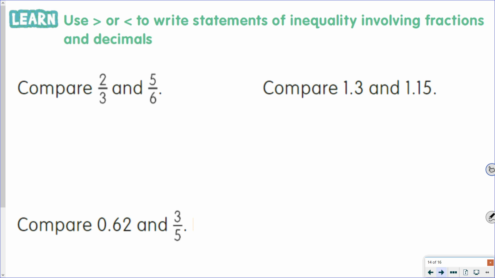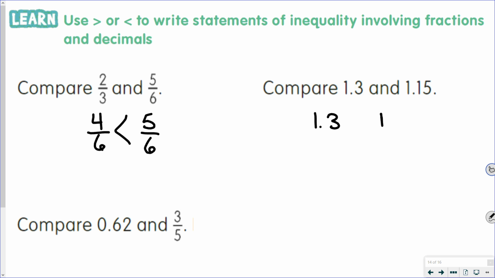So when we're comparing 2/3 and 5/6, a good common denominator to use would be 6. So 2/3 is equivalent to 4/6. 5/6 can stay the same. 4 is less than 5. So 2/3 would be less than 5/6.